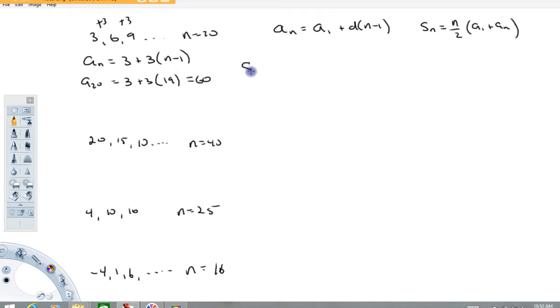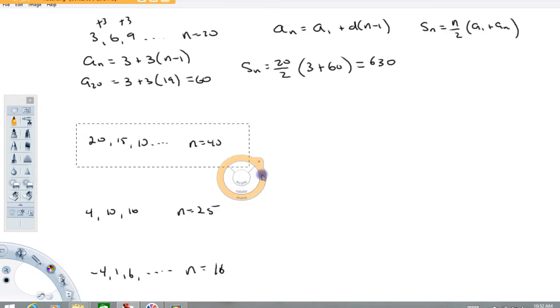Alright, so the sum of all of these terms should equal n over 2. That's going to be 20 over 2 times a1 plus a sub n. That's going to be a1 plus a sub n, and I get a value here of, well, let's see, I guess that's 63 times 10, 630 is what these add to. That wasn't so bad.